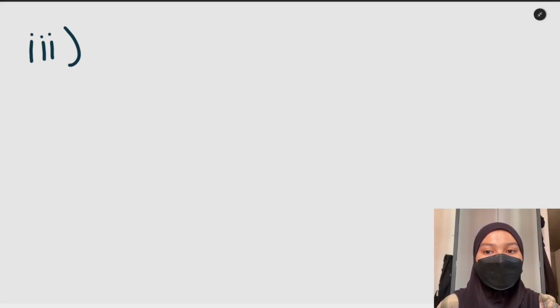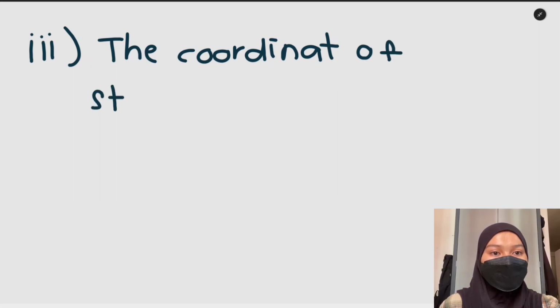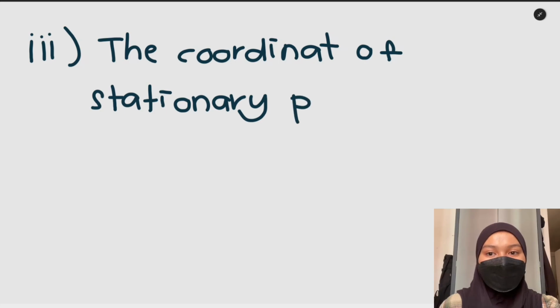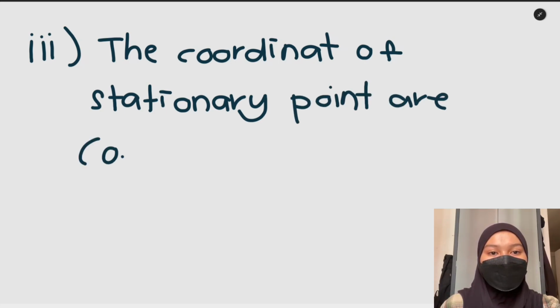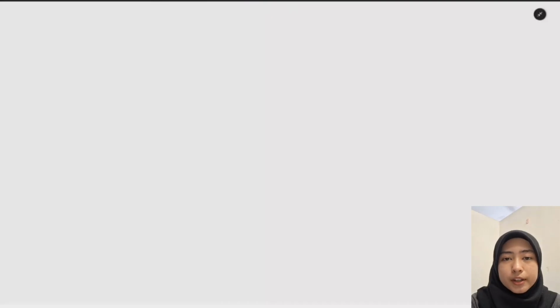Third, the coordinates of the stationary points are. The coordinates must be written as x, y. So first, x is 0.5 and y is negative 8.25, and for the second coordinate, x is negative 2 and y is 23. Determine the x-intercept and y-intercept points.